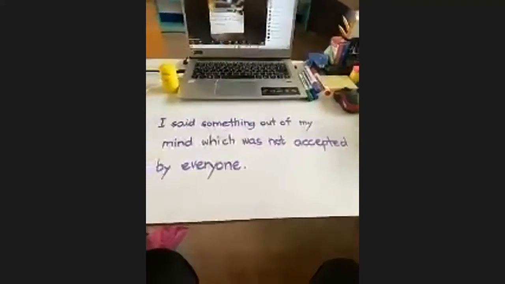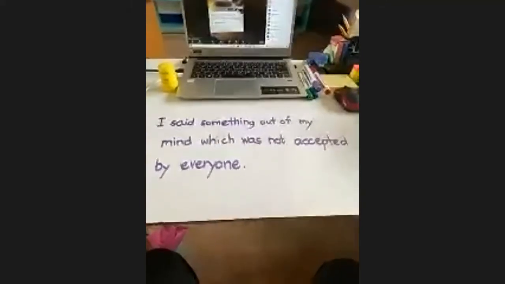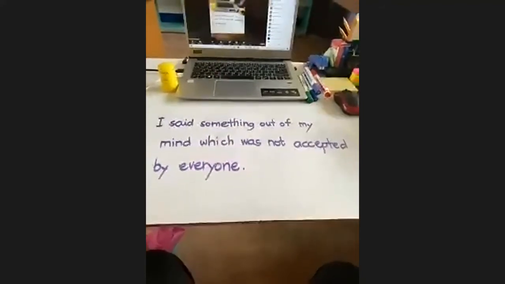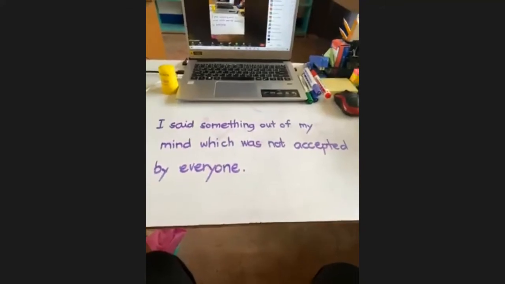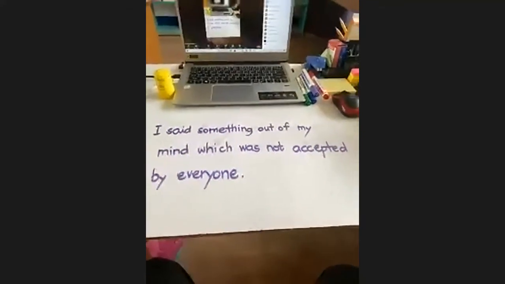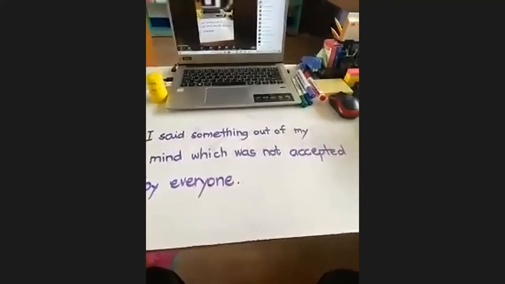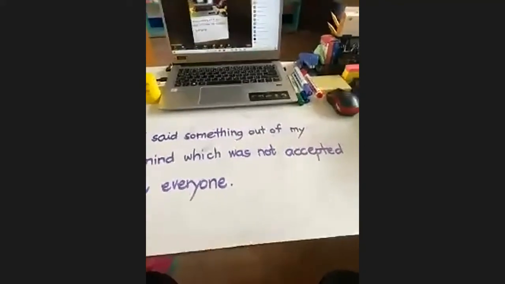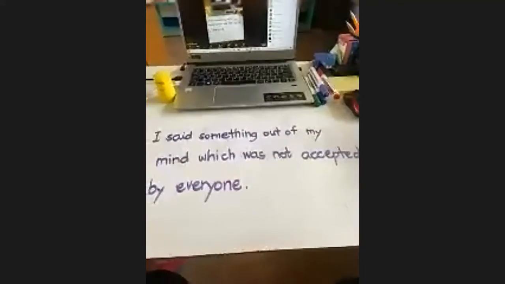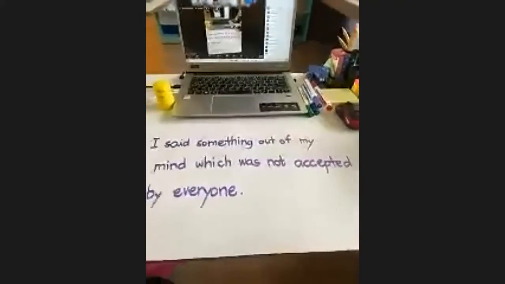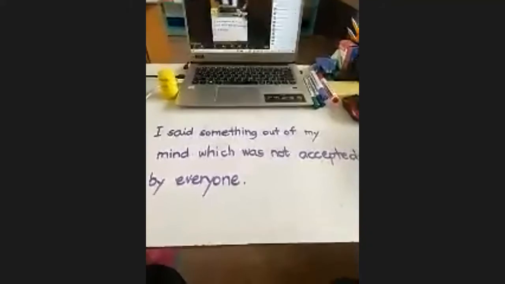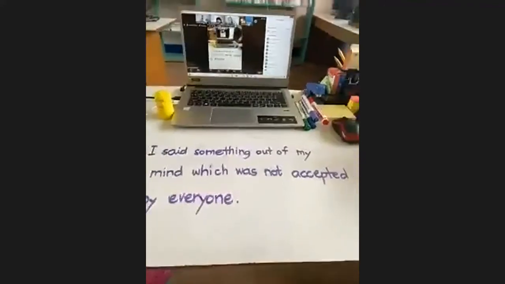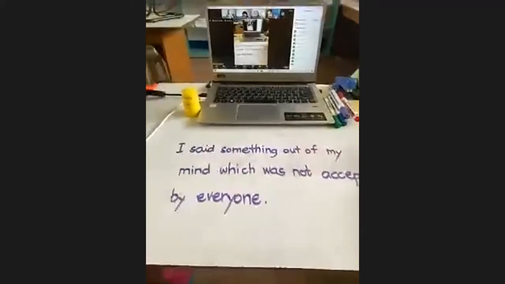Correct or incorrect? Again, the sentence is, I said something out of my mind which was not accepted by everyone. Correct or incorrect? It always goes to that question. Is this correct or incorrect? If you say that it is, you know what my next question is. Are you sure that it's correct? If you say, though, that it is incorrect, are you also sure that it is incorrect? Who knows? I have just probably created one correct sentence. And that's, of course, possible.